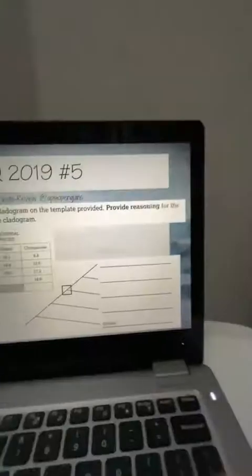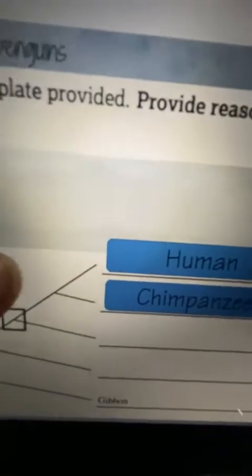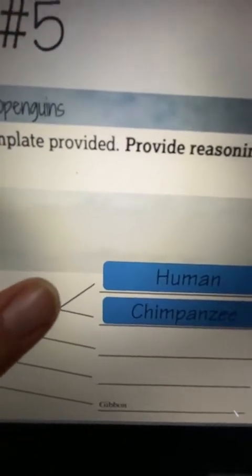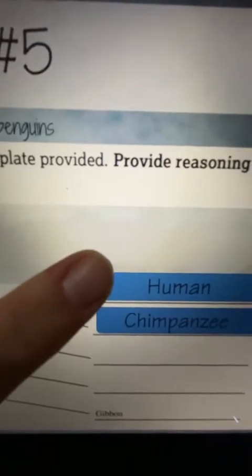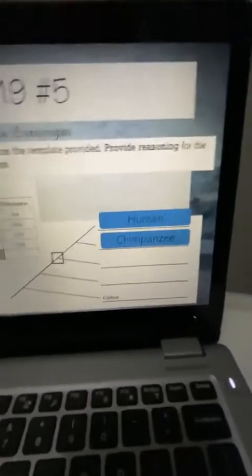So we're going to put those down first, okay? So we put the human and the chimpanzee. Now notice there is a branch point right here. Okay. Branch points mean that they can be rotated. So if you put the chimpanzee first and the human second, you're perfectly fine. You're not wrong. You are perfectly fine. There's no issue at all.